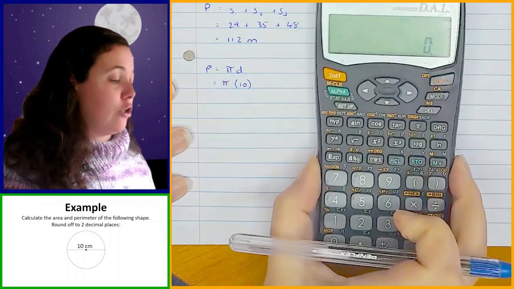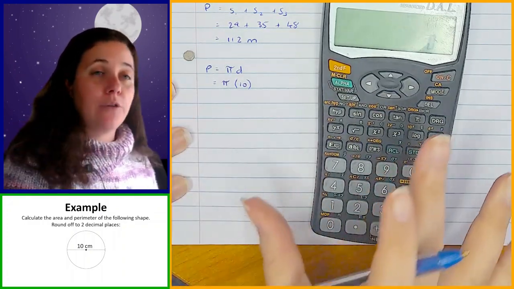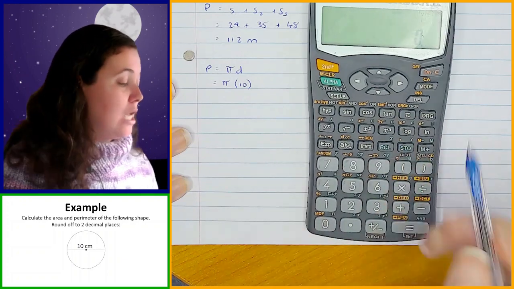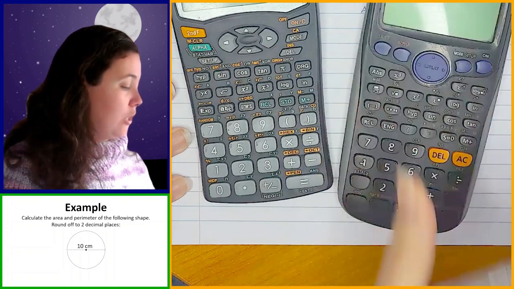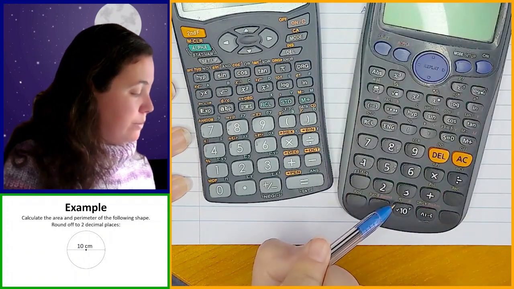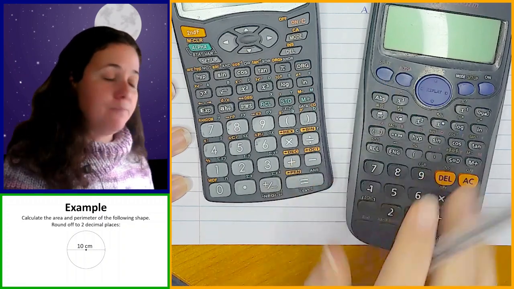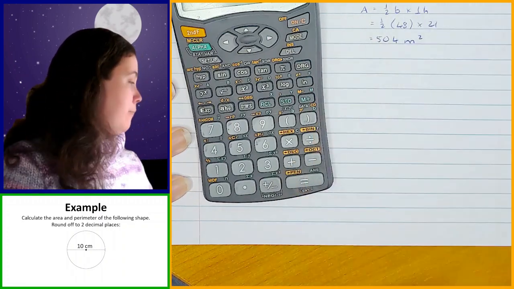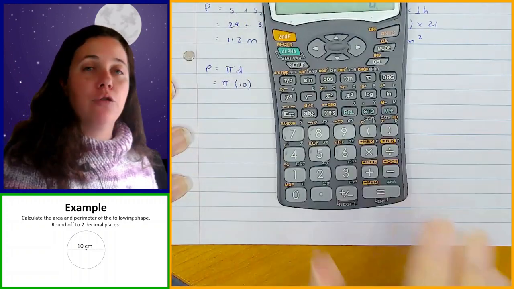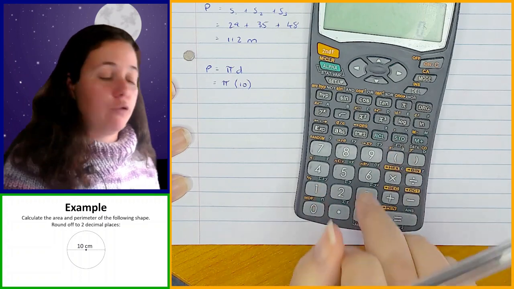Now you're going to take your calculator and you need to find pi on your calculator. Different calculators will have it in different locations. This calculator has pi over there. If you have a Casio calculator, pi is going to be somewhere around here probably, where you have to use your shift button to be able to access that pi. I prefer my Sharp, but you can use whichever calculator you're working with. Just make sure you find the pi button on your calculator.